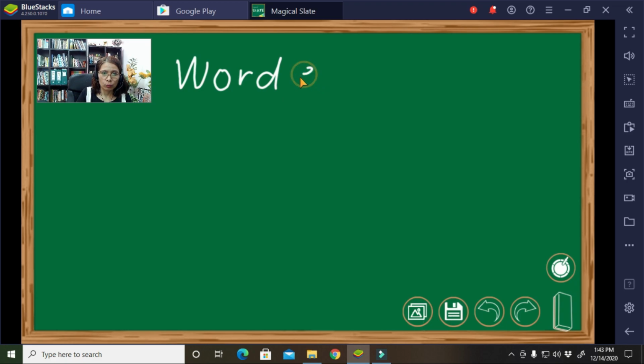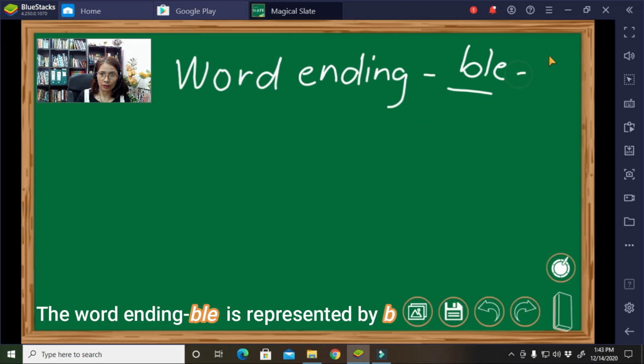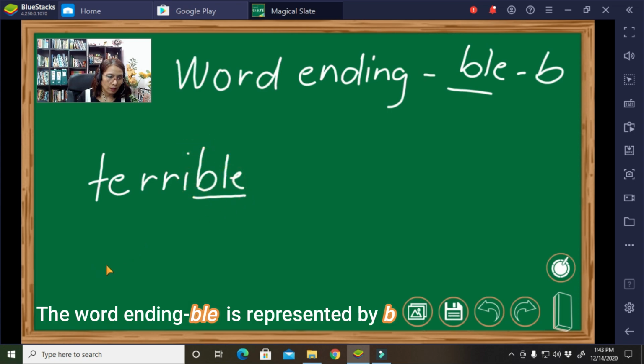ball. Now, according to the rule, words ending in ball are represented by B. It's letter B, which is a downward curve occupying one whole of the space. Example, the word terrible. We have ball there, and then we do have another example, available.